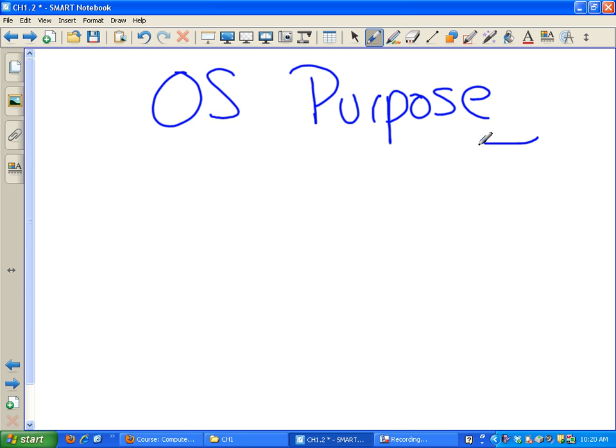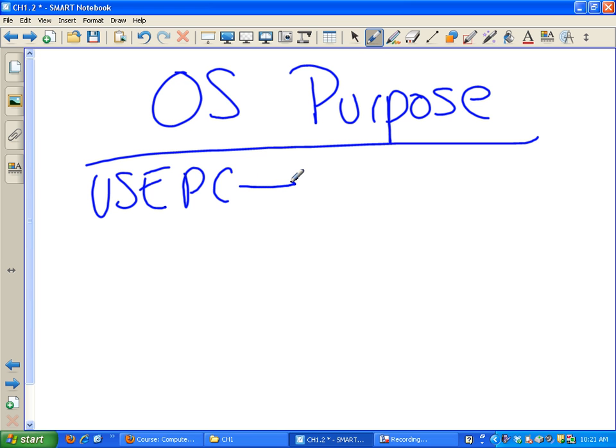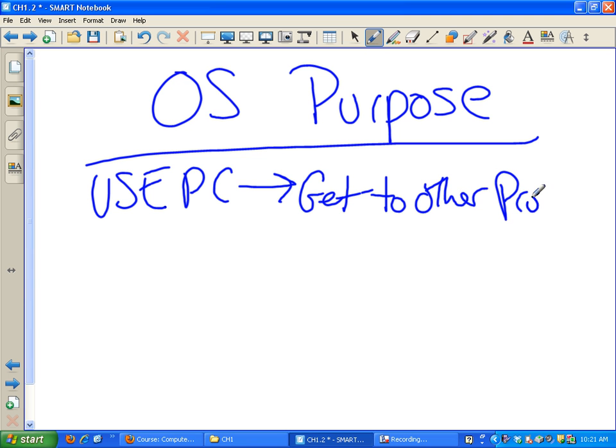What is the purpose of Windows? What does it do for us? It lets us use the PC. Its primary purpose is to get to other programs. Was Windows its own program at one time? It is still its own program that loads when I load the computer. It has other programs embedded in it, like the calculator, FreeCell and Solitaire, but those are still just programs inside the Windows operating system. So the purpose of an operating system is to get to the programs.